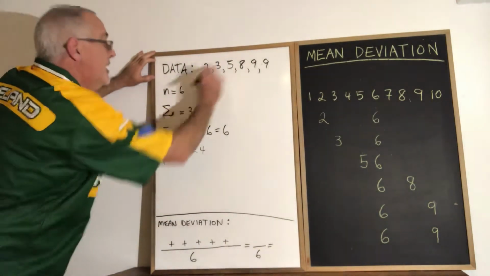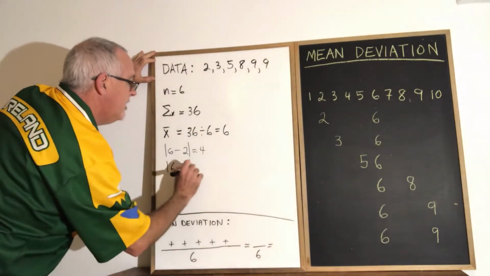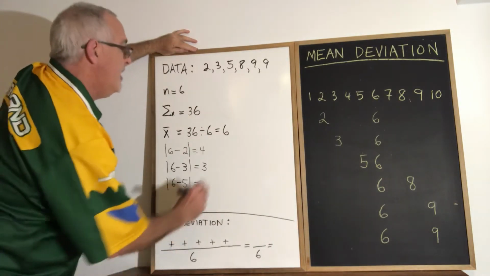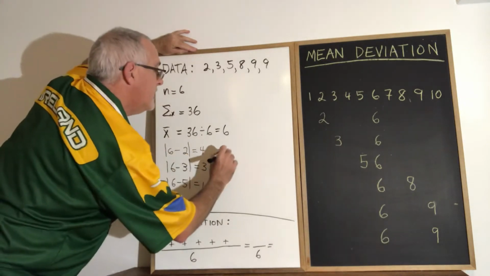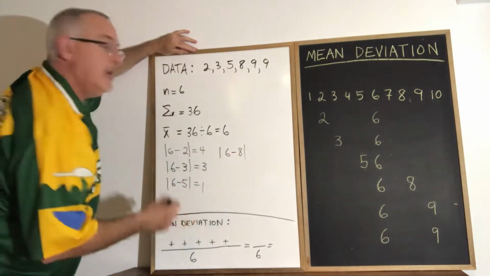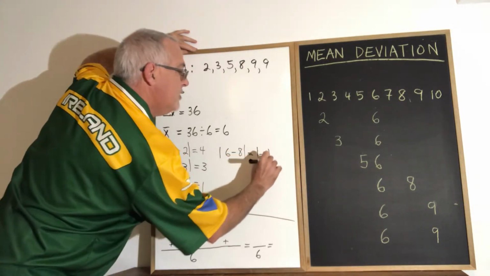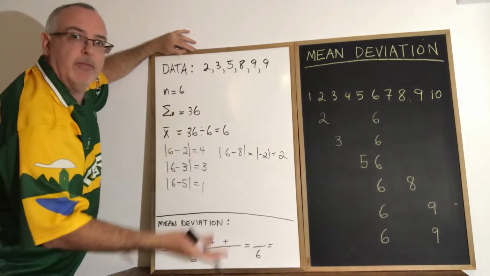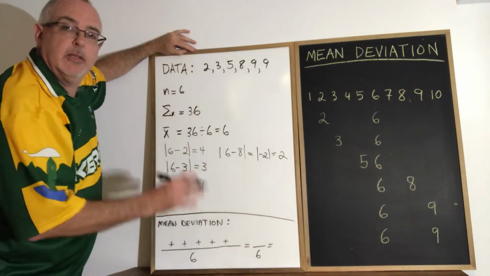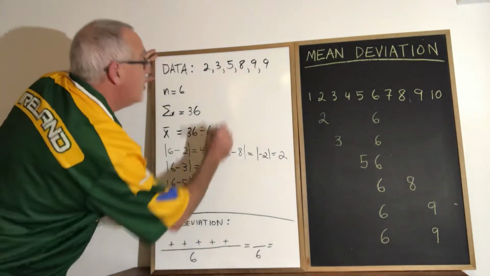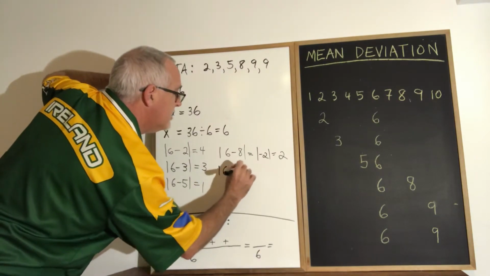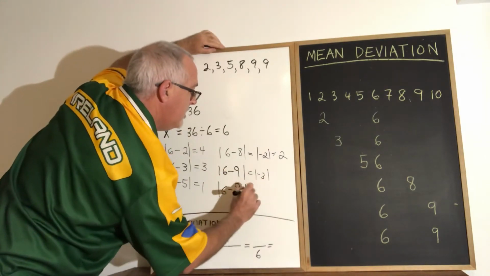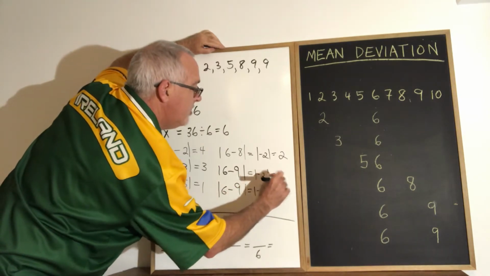Doing this for all of the 6 values, we have 6 minus 3 is 3. 6 minus 5 is 1. And now we're getting to values that are bigger than 6. The absolute value of 6 minus 8 is not negative 2. It's the absolute value of negative 2, which is 2. Now you see why I'm doing this. I don't want to say that 8 is negative 2 values away from 6. It's 2. Distance can't be negative. So if we do this with 9, we have the absolute value of 6 minus 9, which we do twice, because we have 2 9s in our data. And the answers are both positive 3.